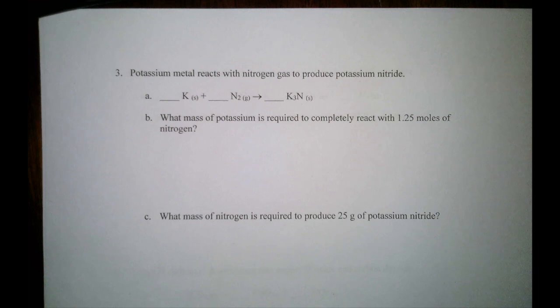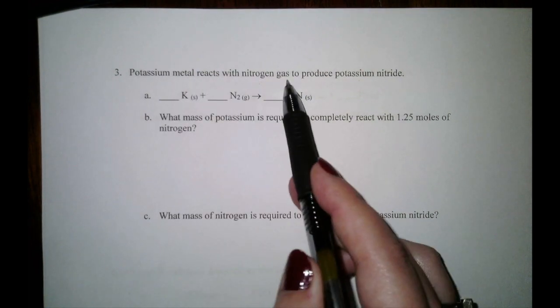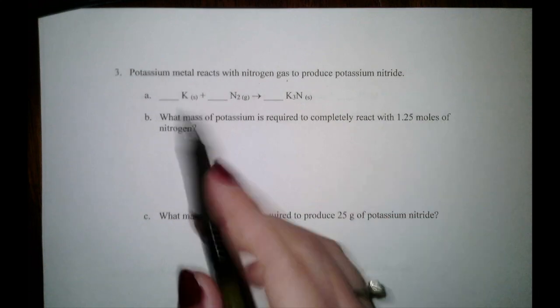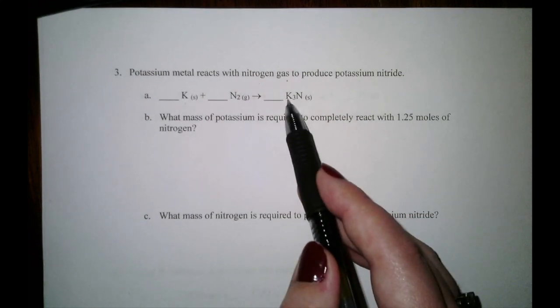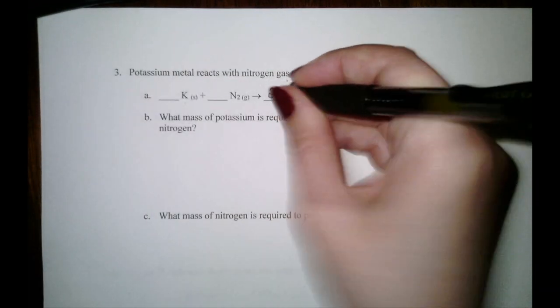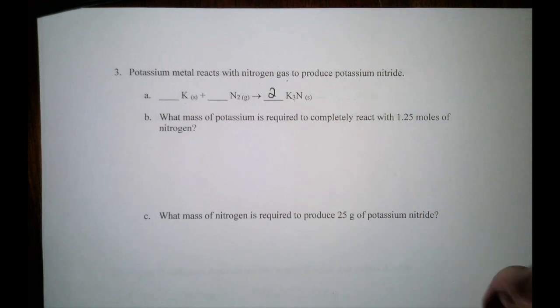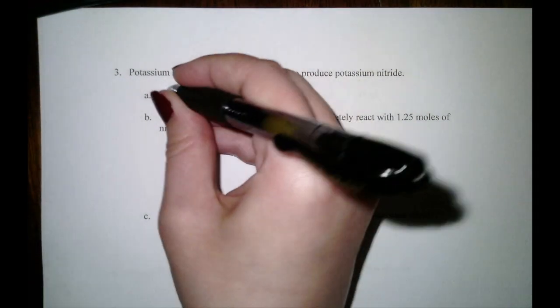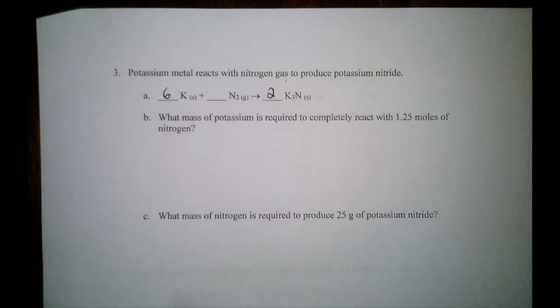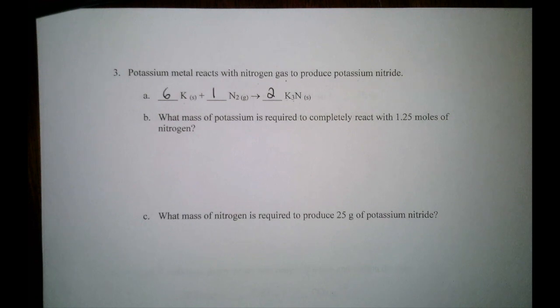Again, the very first thing that I'm going to do is balance the chemical equation. So here we've got potassium metal reacts with nitrogen gas to produce potassium nitrate. Well, I've got 1 and I've got 3 and I've got 2 and 1. So I know I'm going to need a coefficient of 2 right here. And that means I now have 6 potassium over here. So I'm going to need a coefficient of 6 there. And again, leaving this blank, that's the same as saying we've got a coefficient of 1 right there.